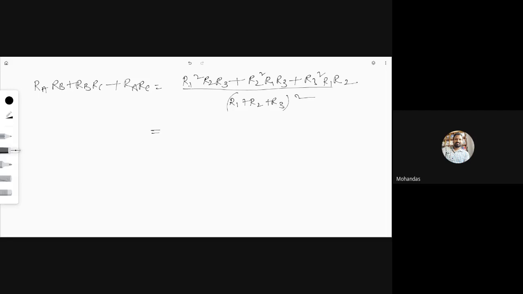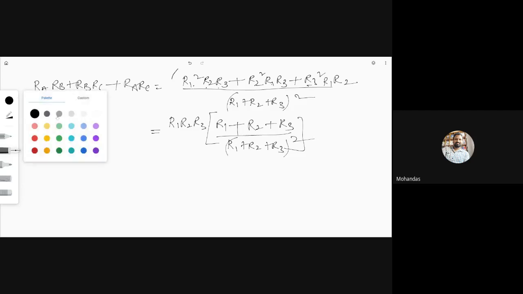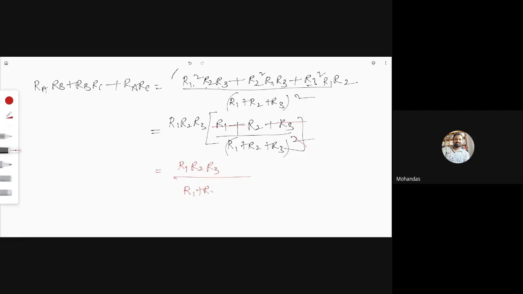Now in the numerator, what I am doing is taking the common R1 R2 R3. If I take R1 R2 R3 common in the first term, what is the term left in the first one? R1. R1, very good. In the next term, R1 R2 R3, so R2. Like that, in this we have R3, divided by R1 plus R2 plus R3 whole square. Now we can cancel out R1 R2 R3 and the square. So finally what we will get here is R1 R2 R3 by R1 plus R2 plus R3, which is RA RB plus RB RC plus RA RC. Let us say this is equation number 7.